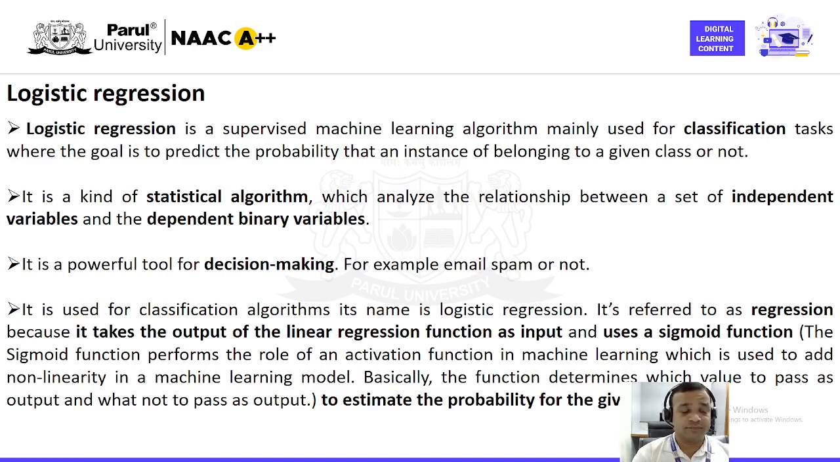Okay, relationship between independent variable and dependent binary variables. It is a very powerful tool for decision making. For example, email spam or not. Email spam classification model is one example to understand logistic regression. Whenever you receive a mail, the model classifies whether that particular mail is useful or unuseful. If the mail is useful, it will be received in your inbox. If you get a fake or unuseful mail, it will be received in your spam.